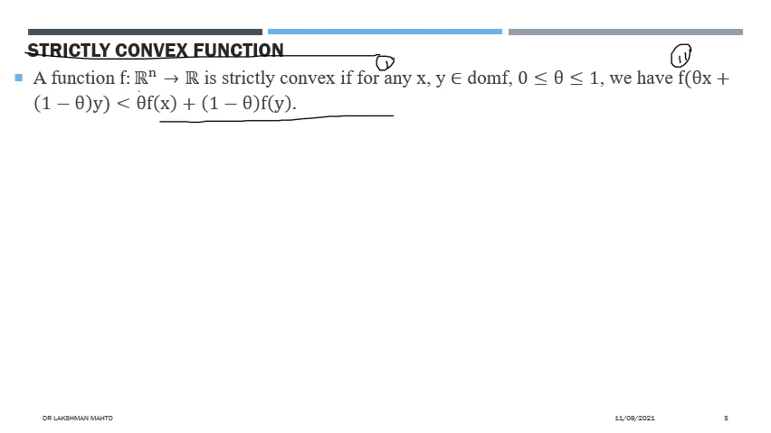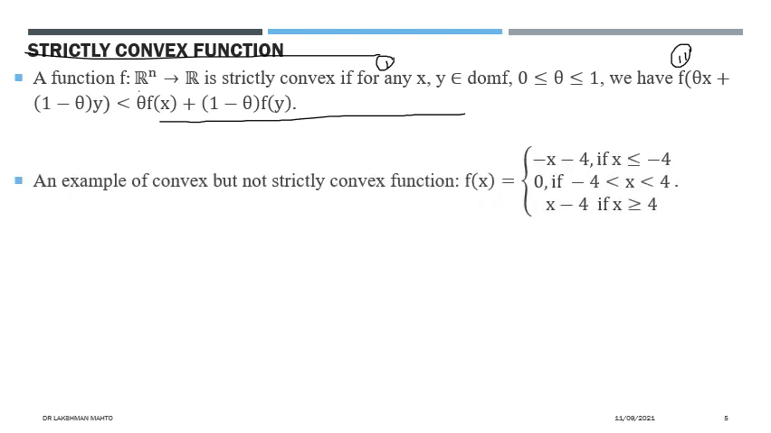So strictly convex is very much needed. We will see the difference. It is a stronger version of convex function, and there is even one more which is stronger than strictly convex, that we will call a strongly convex function. So that also we will see. I am taking one example. This function, you can say, is definitely a convex function, but this function is not strictly convex. Why?